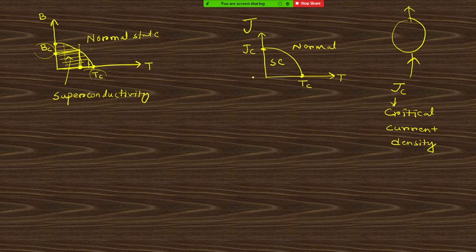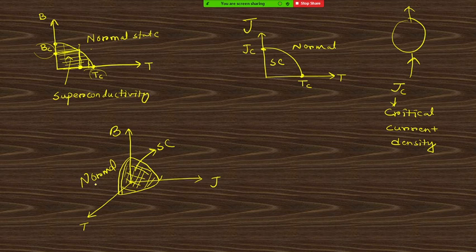Okay. These two effects, the magnetic field effect and the current effect, and the temperature effect, can be drawn in a three-dimensional curve like that. Okay, you can say this is T, this is J, this is B. This is the three-dimensional curve. Okay, this is the region. This is the three-dimensional region in which the material is in the superconducting state, and except this region, this is the normal state of the metal or alloy.